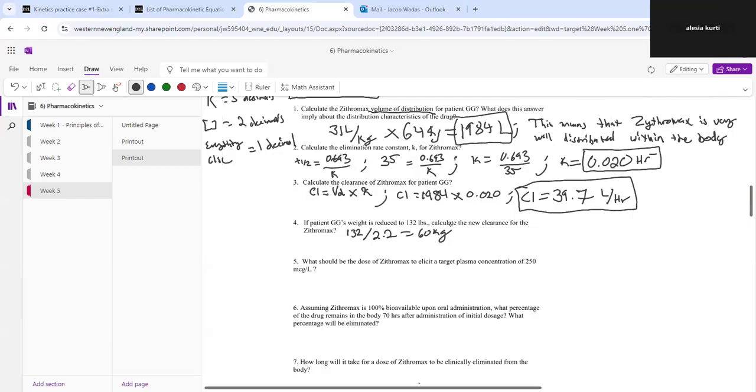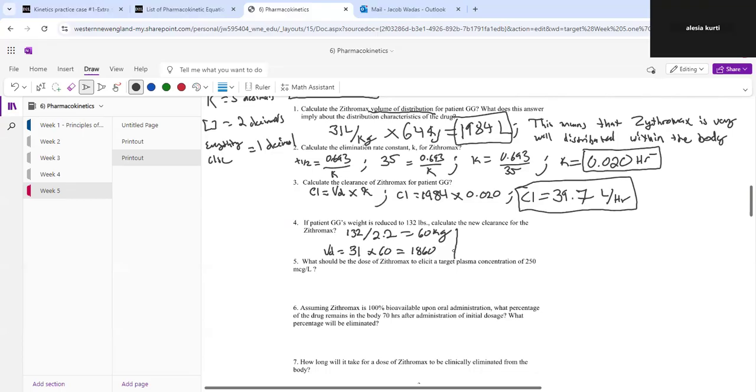Yep. So we need to find V, the one you're given. Right, so VD is gonna equal 31 times 60. What's the next step? Nope, so that's just your volume of distribution. It's asking for clearance. Right, yes.